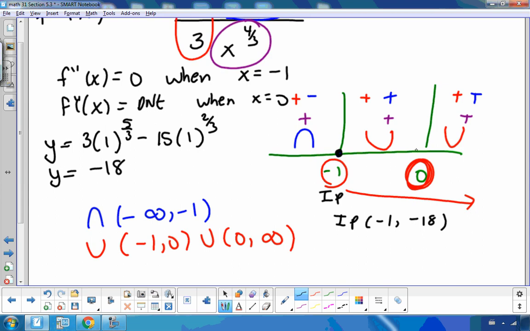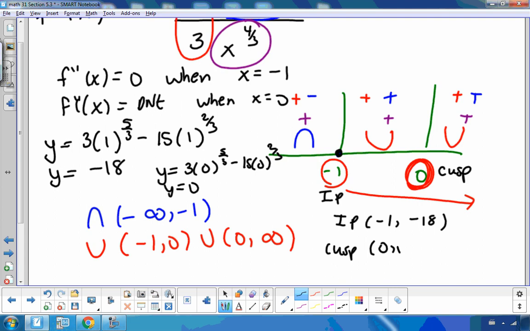Okay, if you look at intervals number 2 and 3 here, they're both concave up. So this point is not an inflection point, but a cusp. If I put 0 back into the original equation, I have 3 times 0 to the 5/3 minus 15 times 0 to the 2/3. Well, that just all works out to be 0. So I have a cusp at (0, 0).